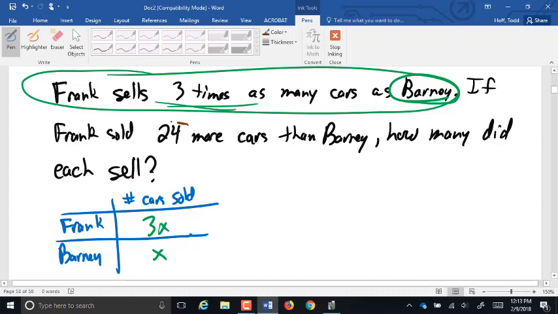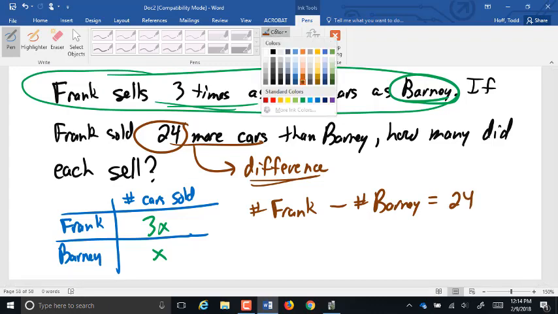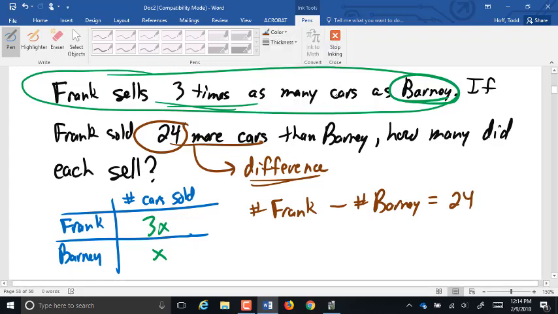And here we have Frank sold 24 more cars. That is the difference between Frank and Barney. So the number of cars that Frank sold, minus the number that Barney sold, is going to equal that 24 cars. Well, we have Frank sold 3X minus Barney sold X equals 24.